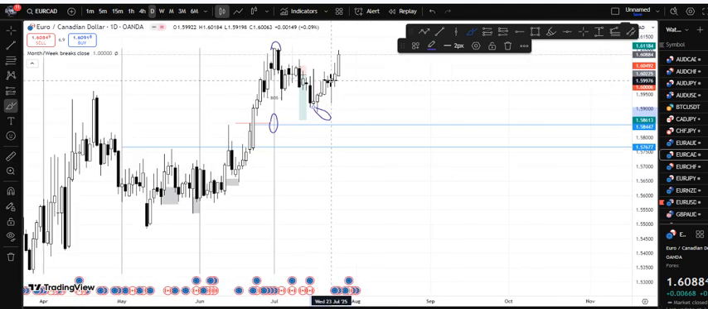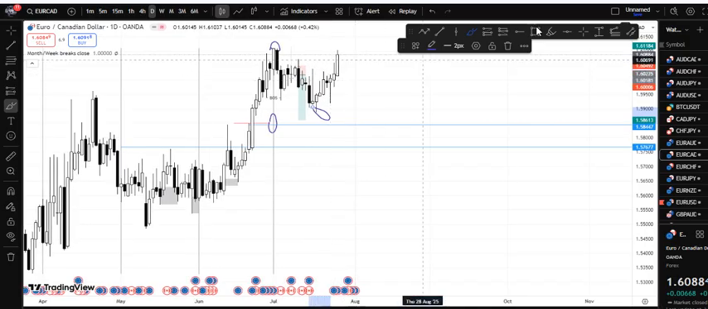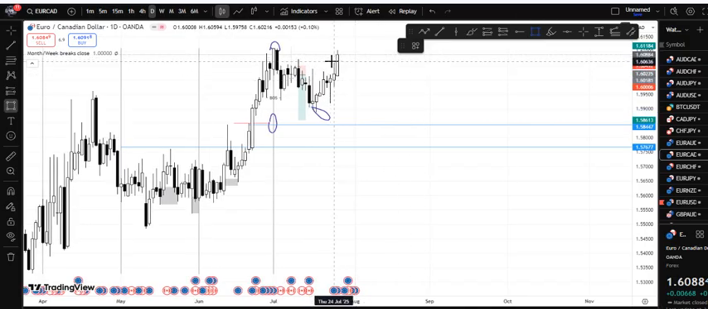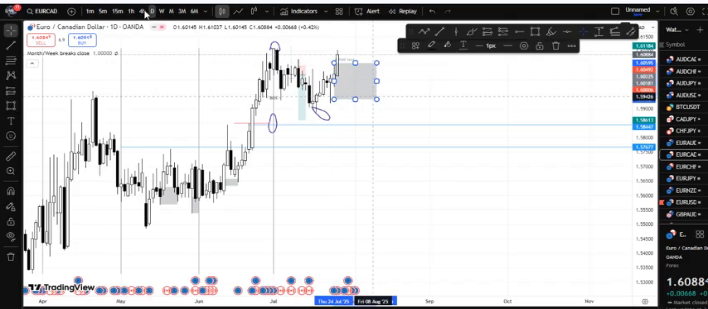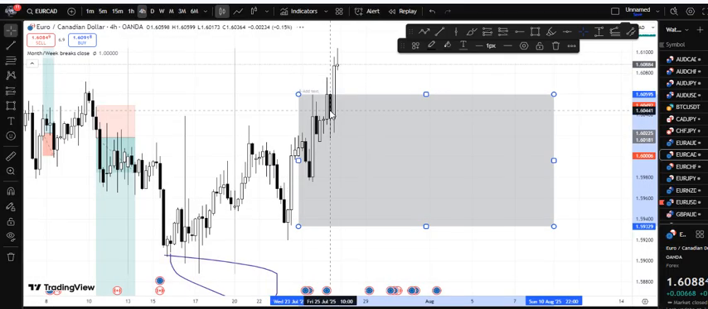So the next question is, where are we expecting a pullback to? We have this area of demand that we have to work with. So that's what I'm looking out for the Euro card.